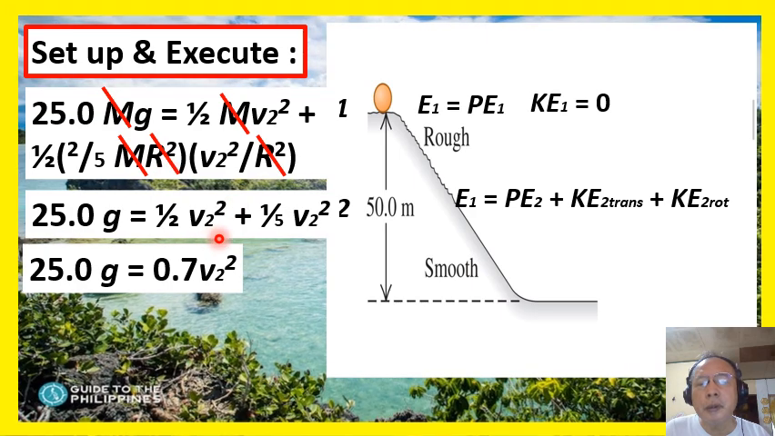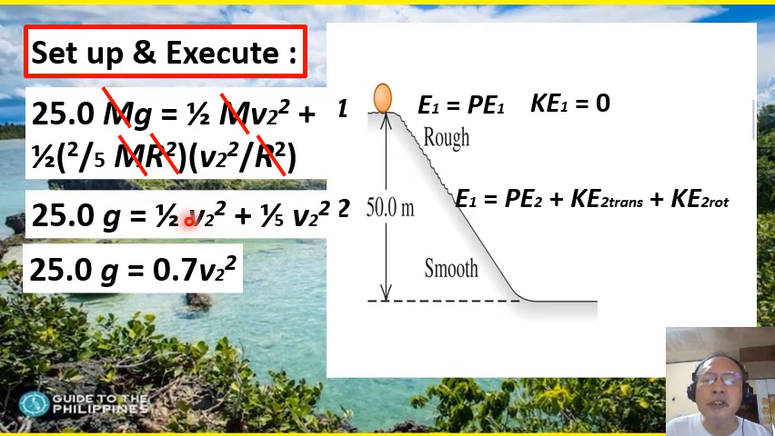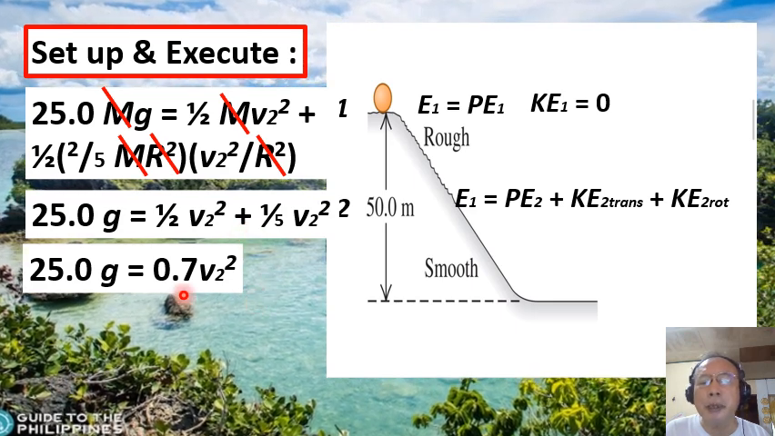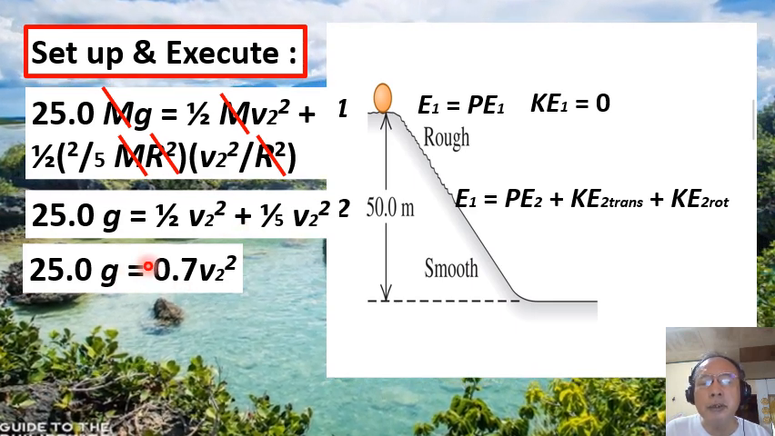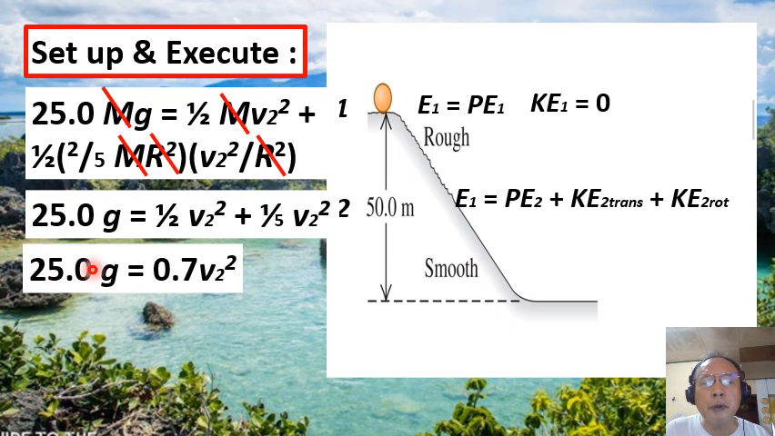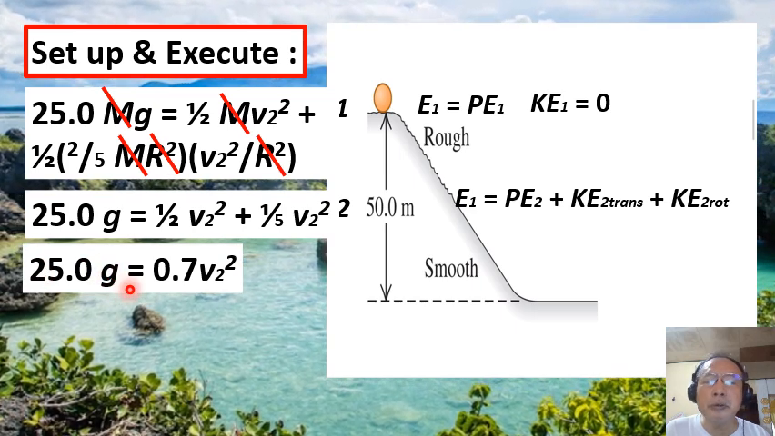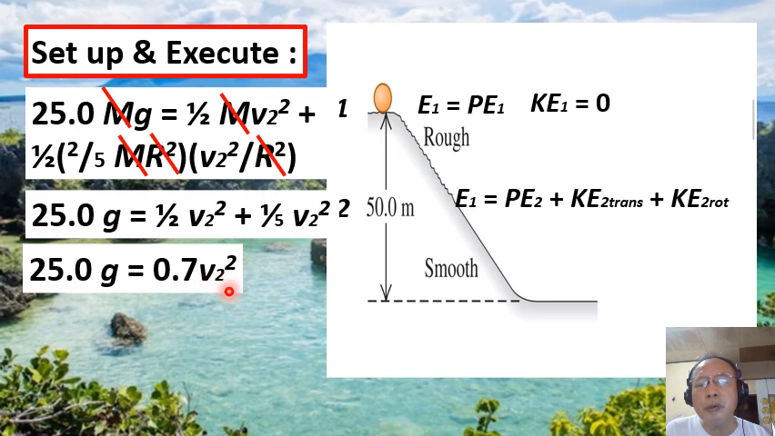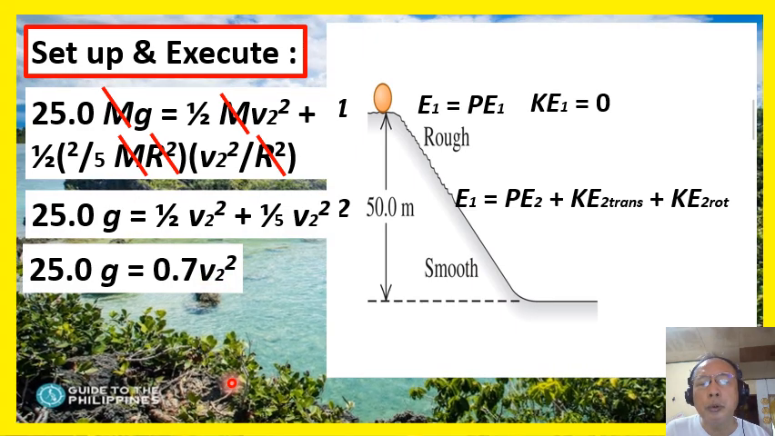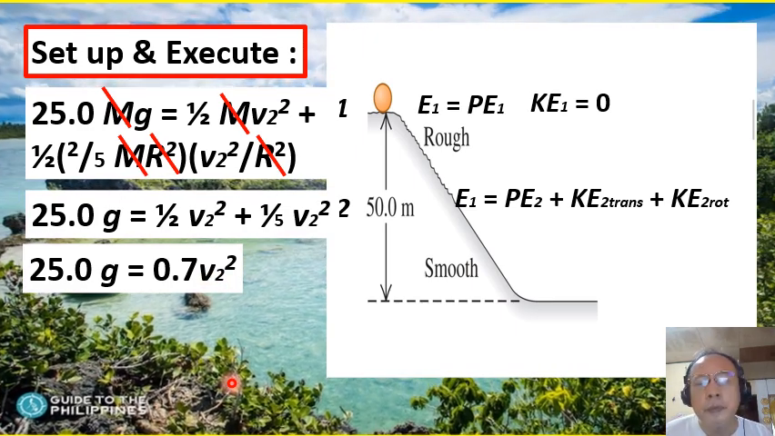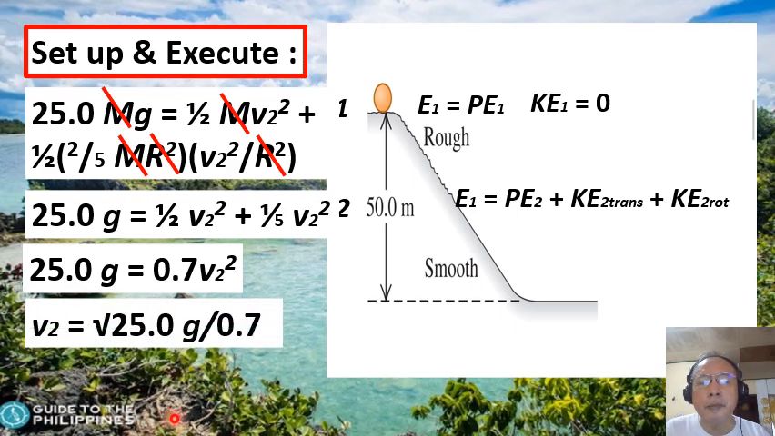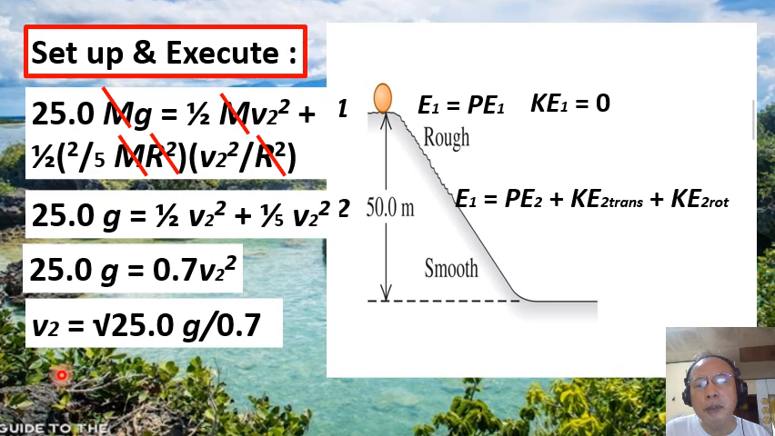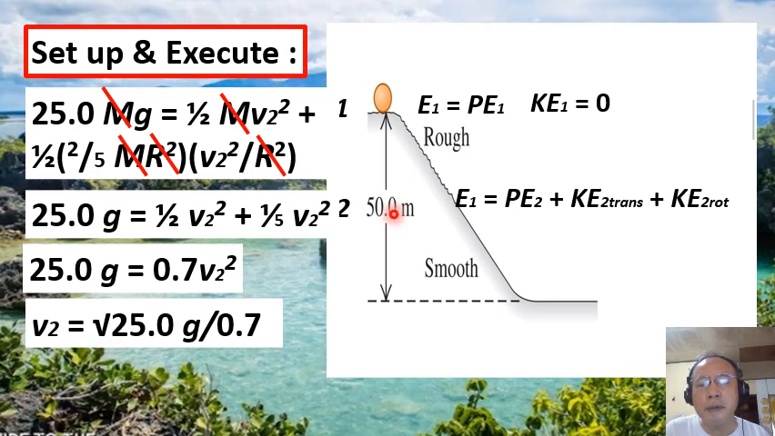Or when we change 1/2 and 1 pip, or their sum, into decimal, that actually becomes 0.7. So 25.0 multiplied by acceleration due to gravity g is just equal to 0.7 times the square of v sub 2. We can therefore isolate v sub 2 and come up with this working formula.